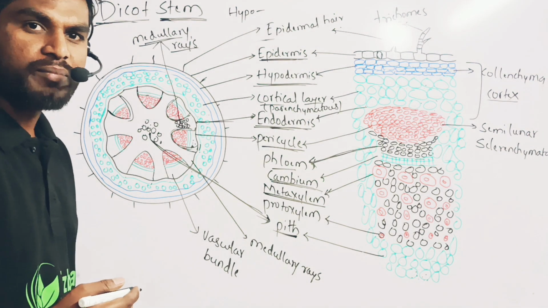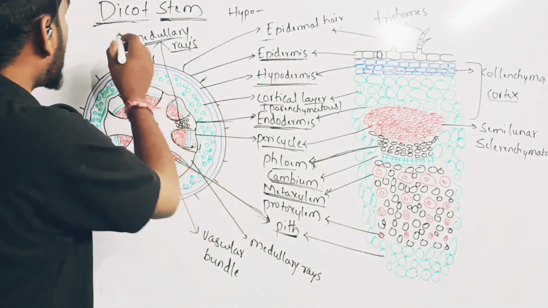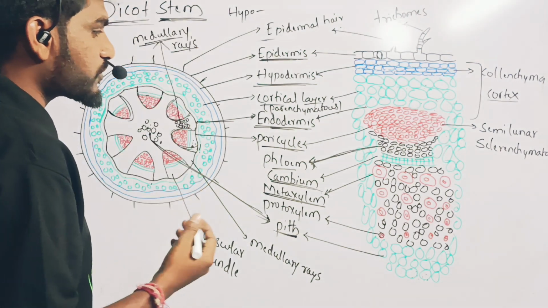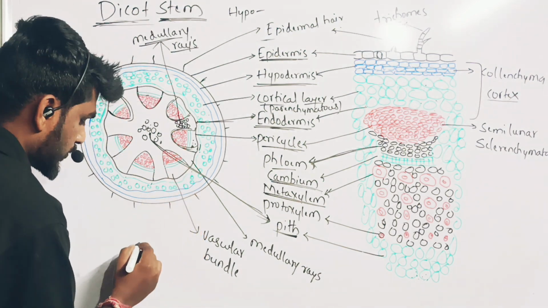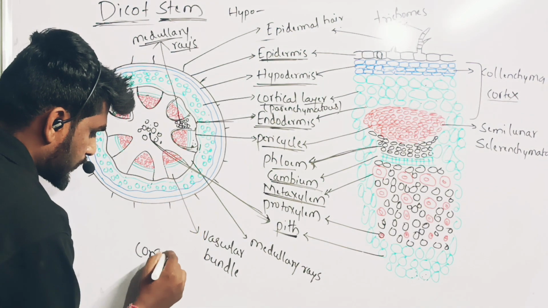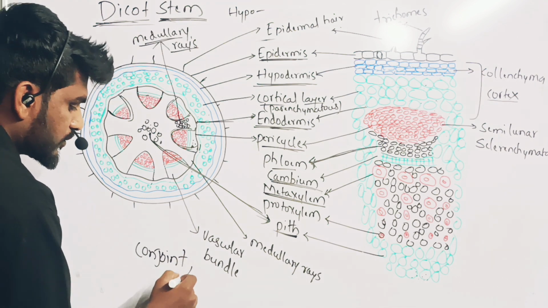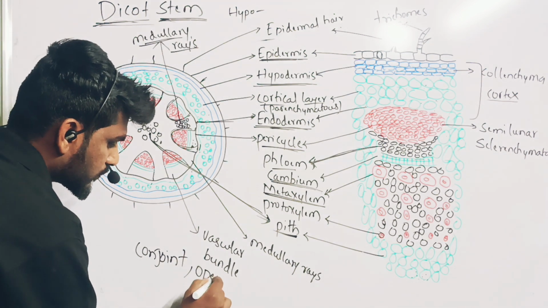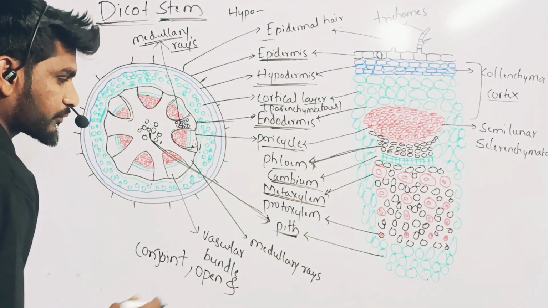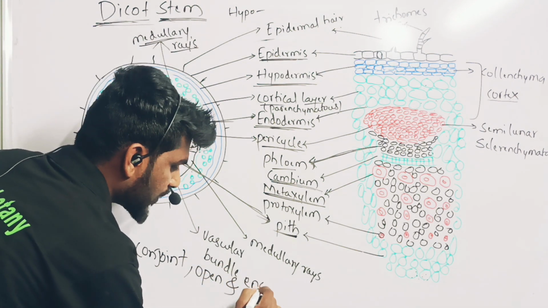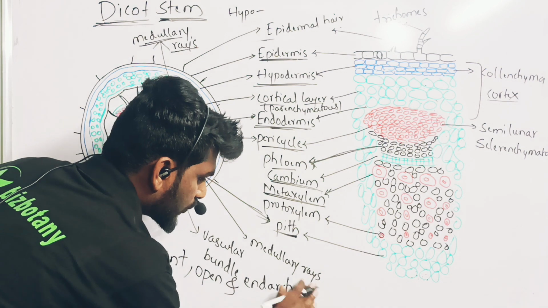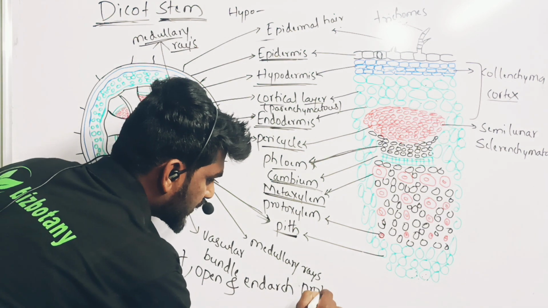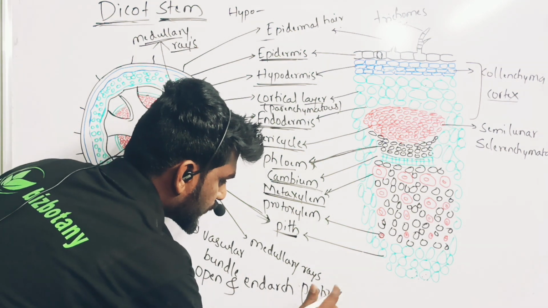How will the vascular bundles be present in the dicot stems? Vascular bundles are conjoint, open and endarch type of protoxylem will be present. Endarch protoxylem. What does it mean? Protoxylem.